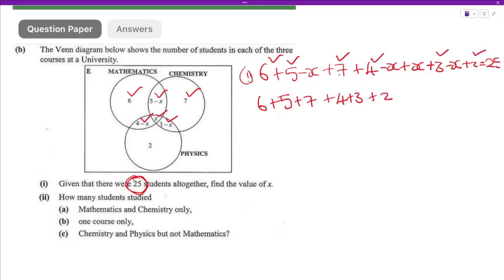I can now go to the variables. So I have the negative x there and this one here, so I'll say minus x, and then there's this positive x and this negative x, so plus x minus x is equal to 25. Then I simplify everything, so I'll punch everything starting from the 6 here all the way to this 2. So I'll say 6 plus 5 plus 7, 4 plus 3 plus 2 equals, what does that give me? It gives me 27. So I'll say 27. Okay, then I simplify the variables.